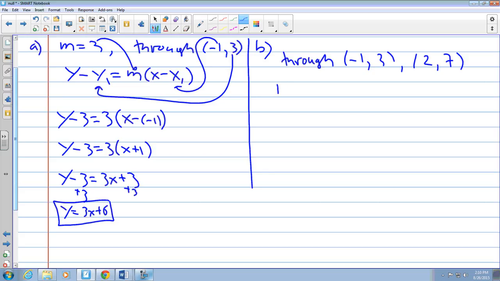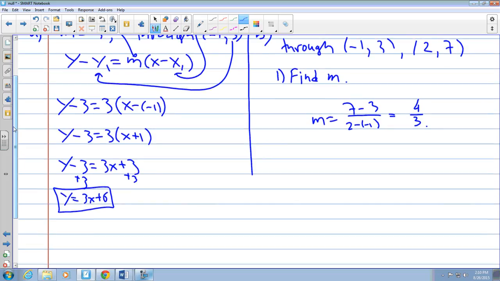So first, find the slope. So that will be 7 minus 3 over 2 minus negative 1. So it looks like 4/3. So now we're back to this problem.